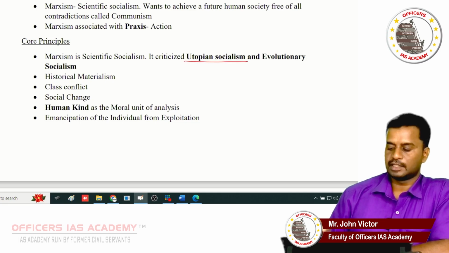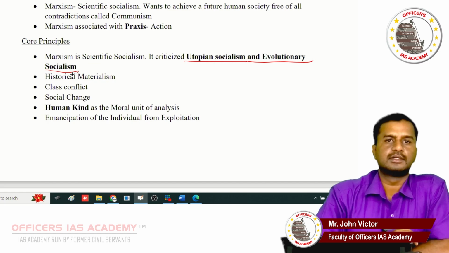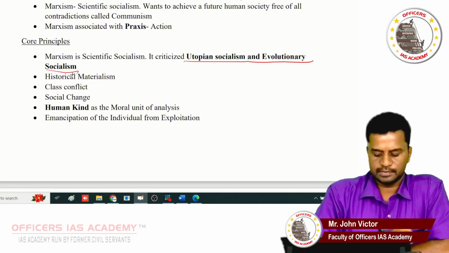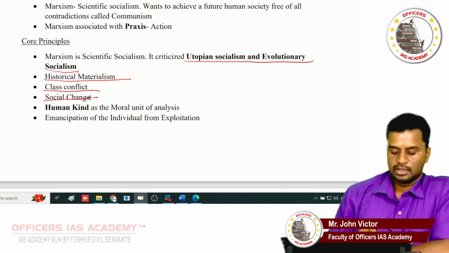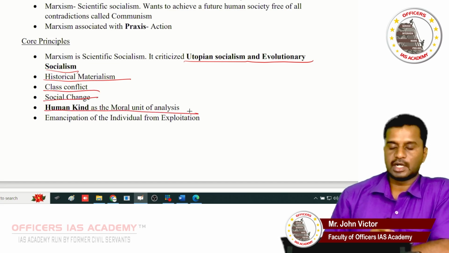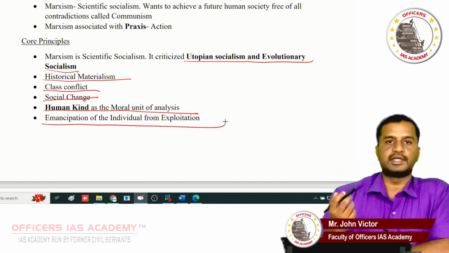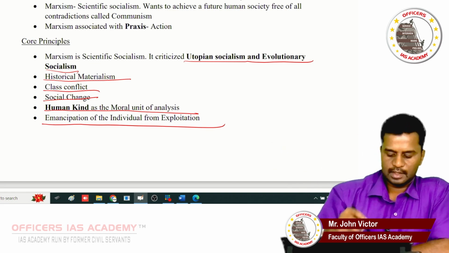It criticized utopian socialism and evolutionary socialism. Marxism is based on war of maneuver. It is not based on war of position. War of maneuver is revolutionary. War of position is not revolutionary. Other core principles: historical materialism, class conflict, social change, humankind as a moral unit of analysis, emancipation of the individual from exploitation. Quote these important points and you can explain briefly.